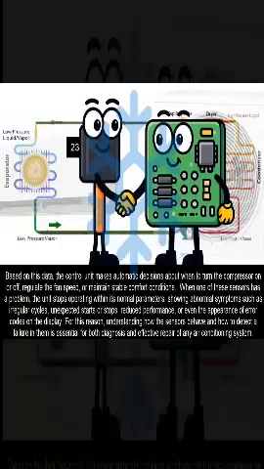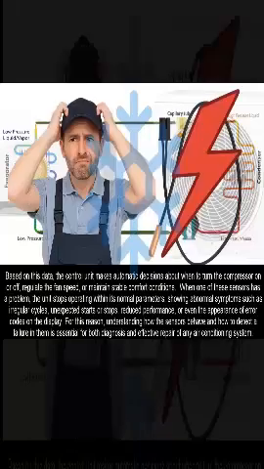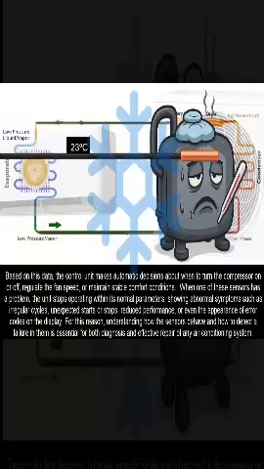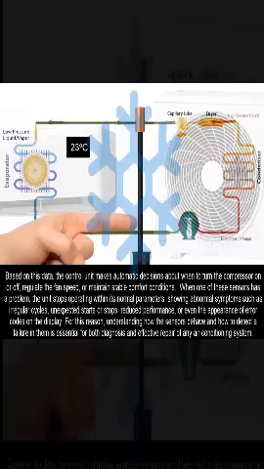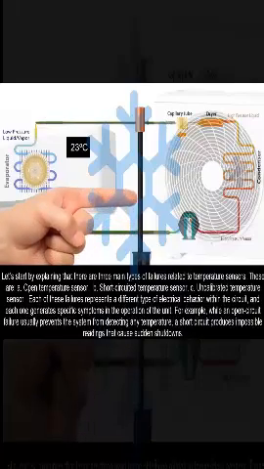When one of these sensors has a problem, the unit stops operating within its normal parameters, showing abnormal symptoms such as irregular cycles, unexpected starts or stops, reduced performance, or even the appearance of error codes on the display. For this reason, understanding how the sensors behave and how to detect a failure in them is essential for both diagnosis and effective repair of any air conditioning system.